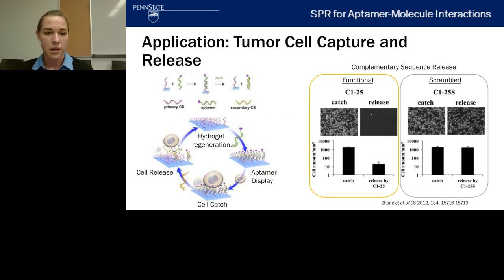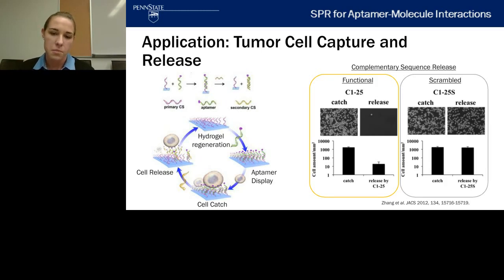So we're going to look at an application for this system using these sequences to release captured tumor cells from a surface. So in the schematic on the left, we can see that a sequence, the primary complementary sequence in purple, is attached to a hydrogel surface. And an aptamer is able to hybridize with this sequence, much like sequence A and sequence B were able to hybridize in the previous slide. These aptamers are specific to a receptor on a tumor cell line, which is shown being captured on this surface in the images on the right.